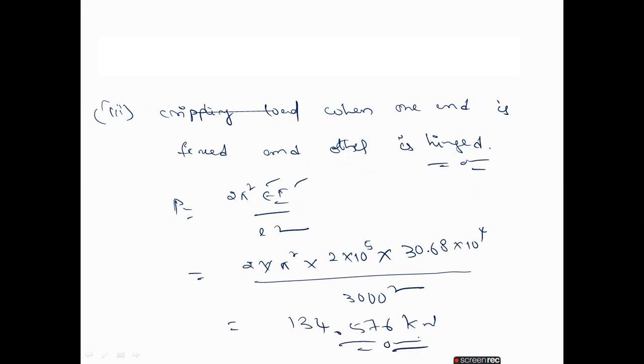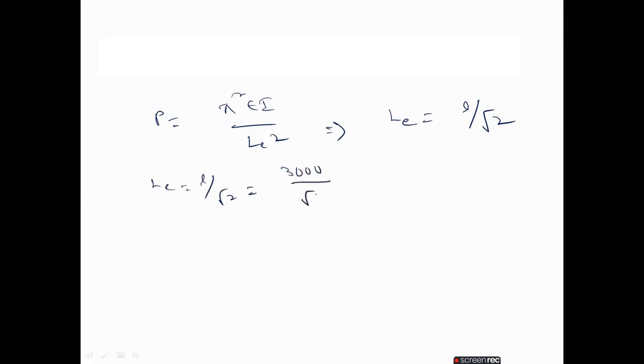By using this formula, we calculate the crippling load when one end is fixed and the other end is hinged. Likewise, using the alternate method, we know P equals pi square EI by LE square. For this type of condition, the effective length is L by root 2, when one end is fixed and the other is hinged. So LE equals L by root 2, that is 3000 by root 2.